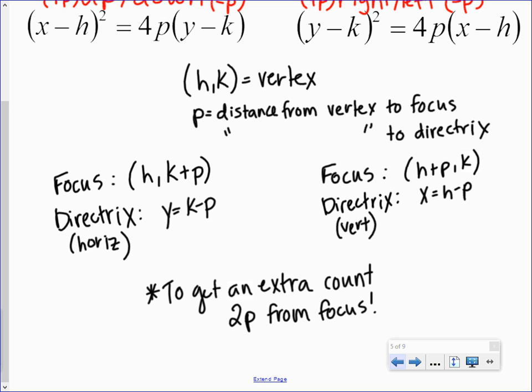Okay, does anybody have any questions about the method that I used for graphing the parabola?